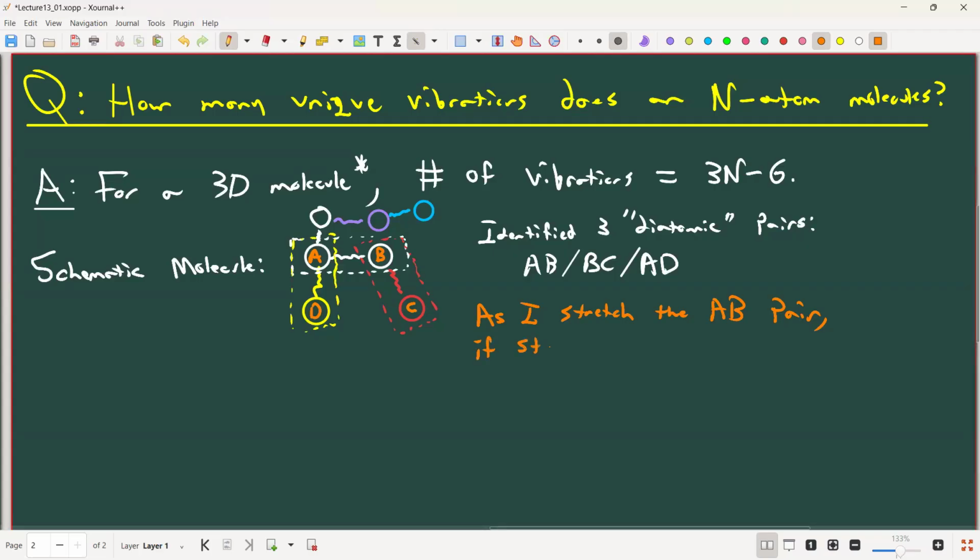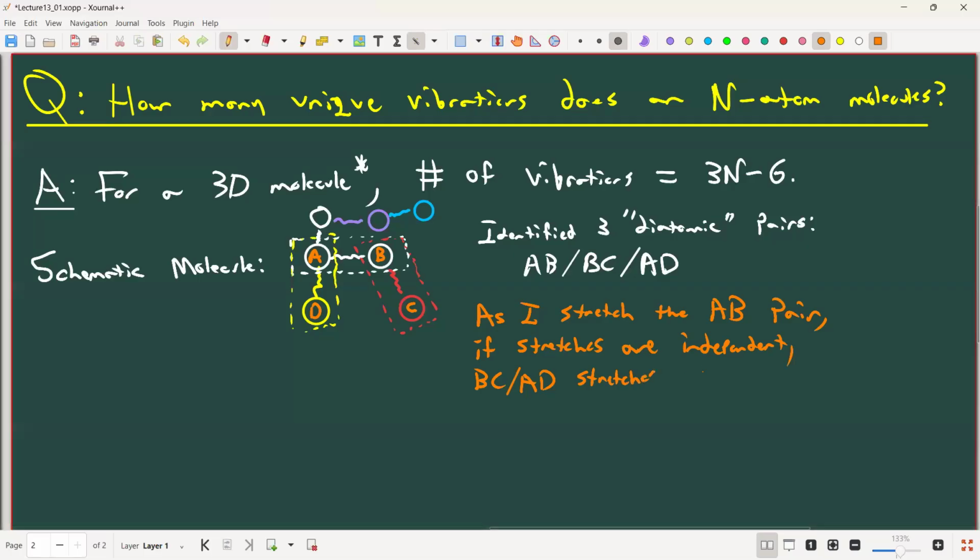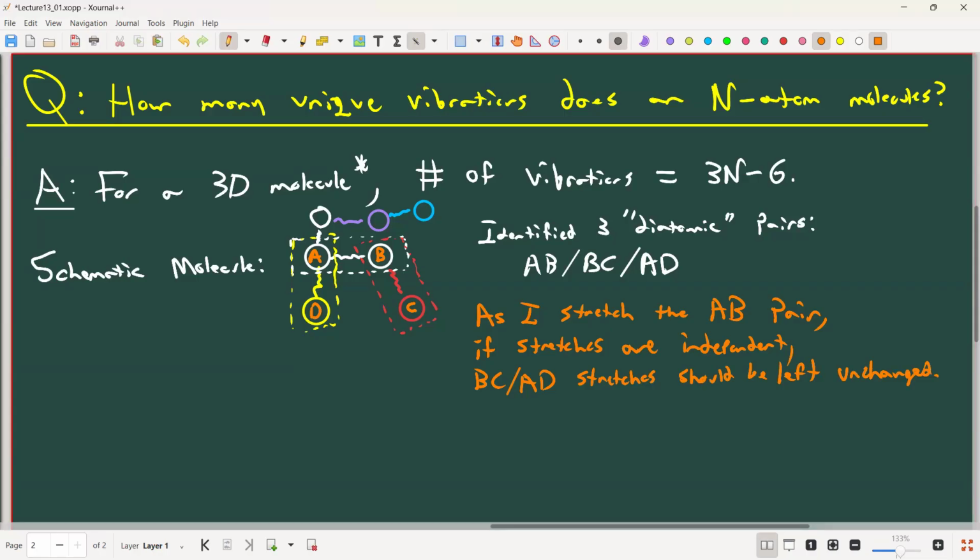So if the stretches are independent, the BC and AD stretches should be left unchanged. Okay, that's what I mean by independence. And that would mean that I could think about the AB independently of the other ones, because the other atoms are basically held in place, and it's just that single local vibration that's happening. But we're going to find that that does not work.